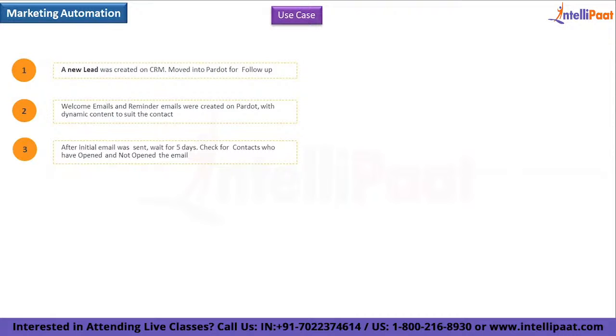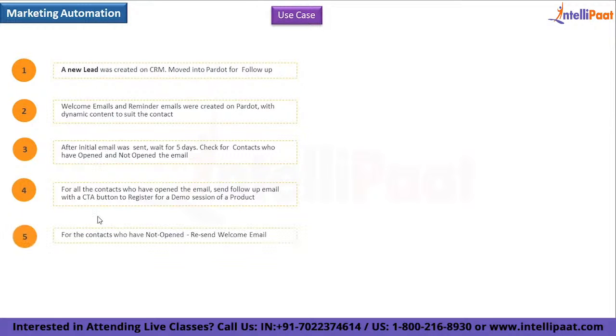they wanted to target openers and non-openers separately, and if they register for a demo, how to follow them up. That's the 4 steps. For all the contacts who open the email, you can send a follow-up email with a CTA button asking them to register for a demo. For those who have not opened the email, you can send the same reminder email or a follow-up email with a CTA button to register for an event.